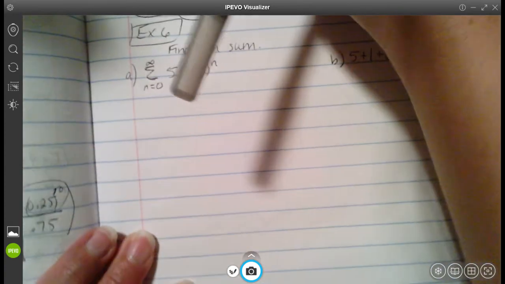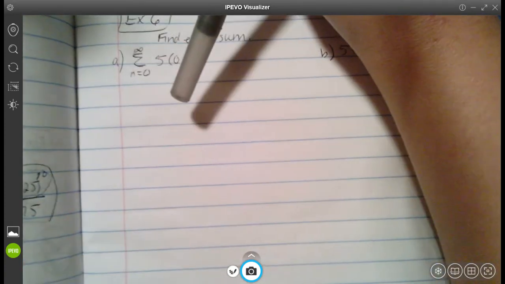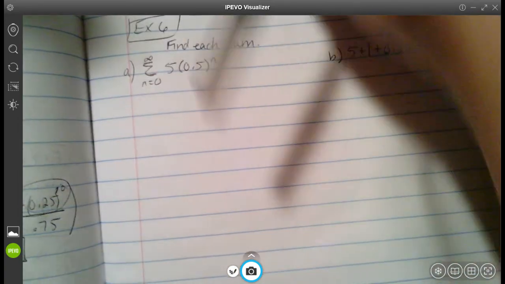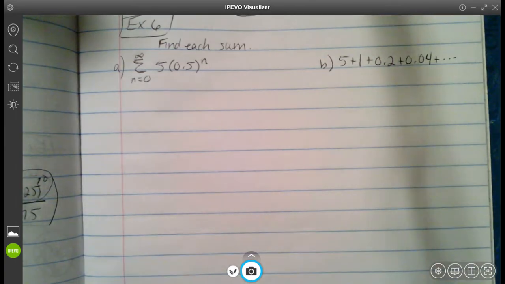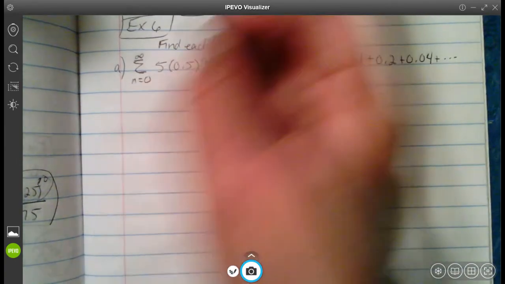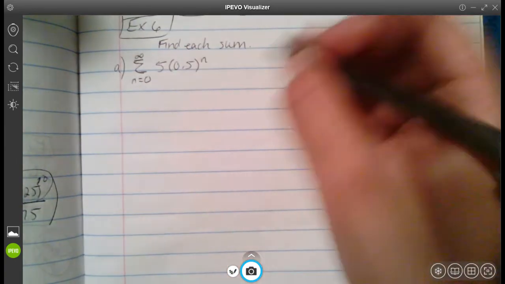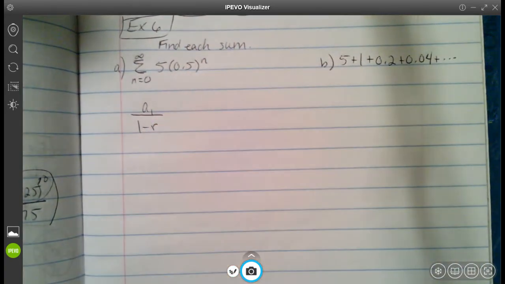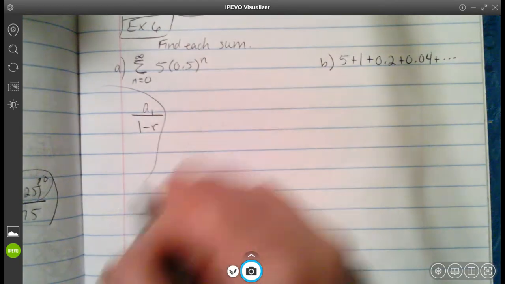So let's look at our two examples here. All right, so we're going to look at letter A. And the formula again is A1 over 1 minus r. I'm just going to put it there on the side.